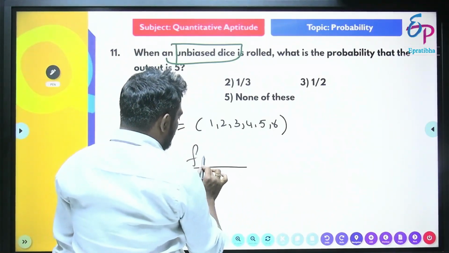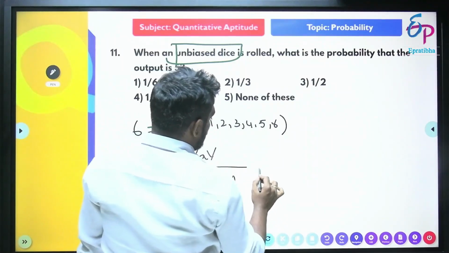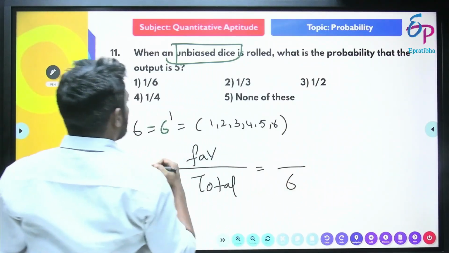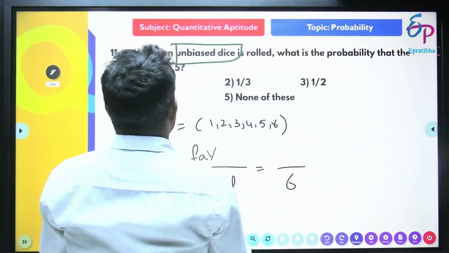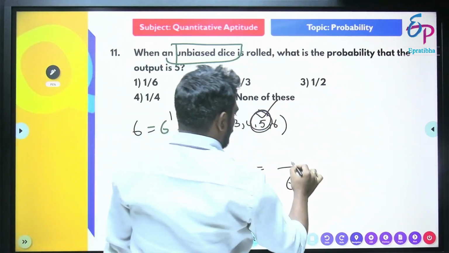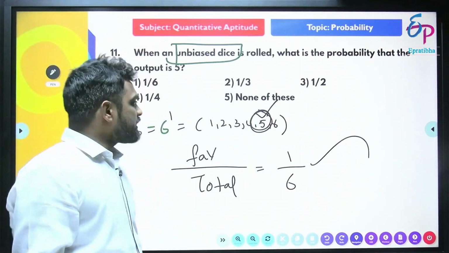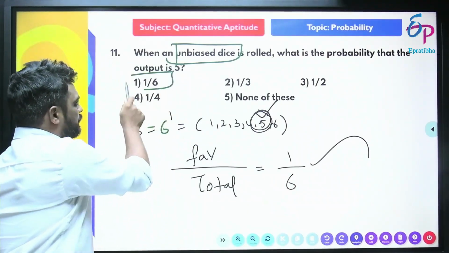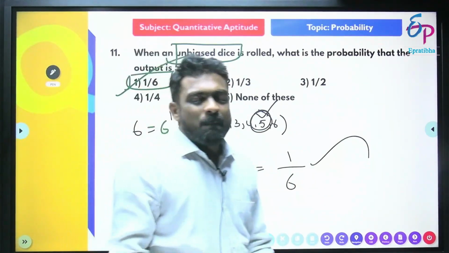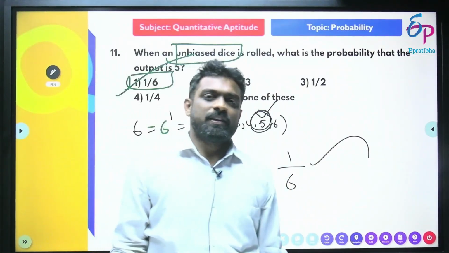So what exactly does probability mean? Favorable outcomes by total outcomes. Total outcomes are how many? 6. Favorable are how many? Output is 5 means a single time. This is favorable. So the probability should be 1 by 6. Where is 1 by 6? It is option number 1. Option 1 is the solution for the given question.